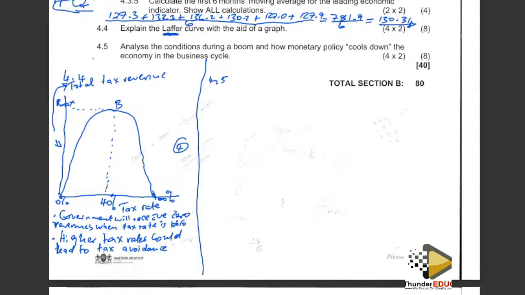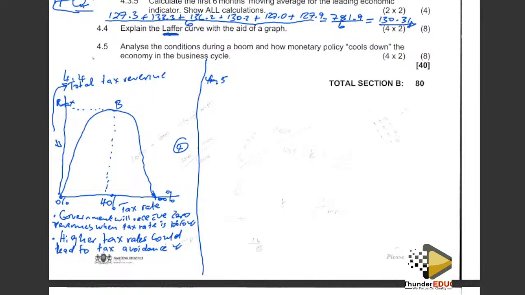So now for the graph, you'll be allocated 4 marks for the graph. So for this, you will also be having 2 marks. You will also be having 2 marks. Okay, all in all, then you get 8 marks. Okay, right. So now let's move on to 4.5. So now 4.5 reads as follows.